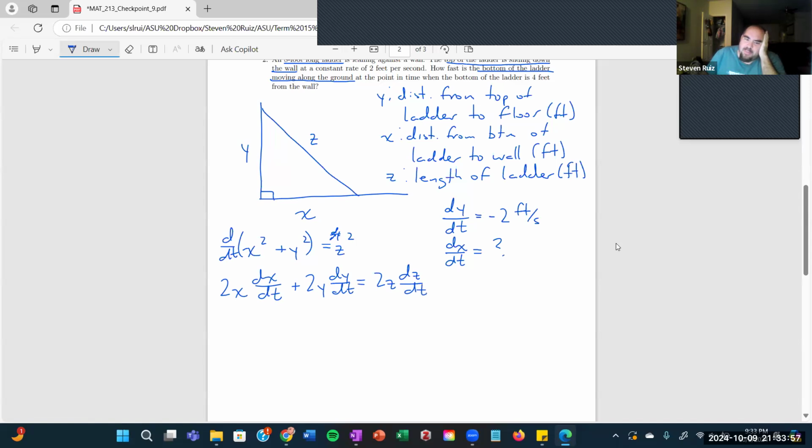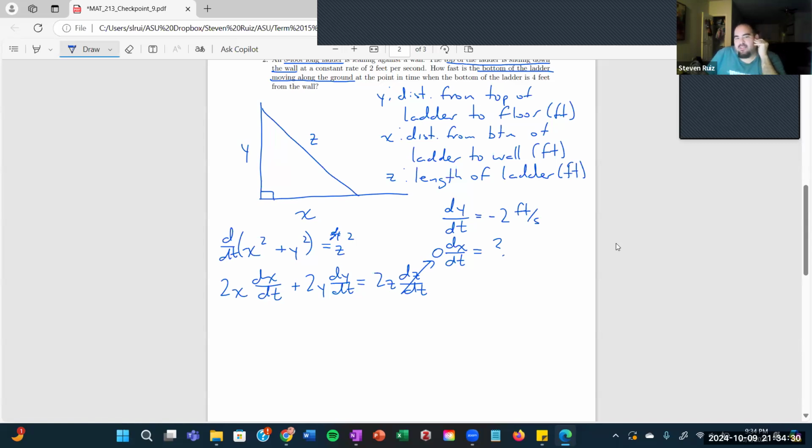So what is dz/dt? We can answer that by talking about what dz/dt even means. If z is the length of the ladder, then dz/dt represents the rate of change of the length of the ladder with respect to time. But we've talked about this: the length of this ladder is not going to change. So this rate goes to zero. There is no rate of change there. The length of the ladder is a constant.